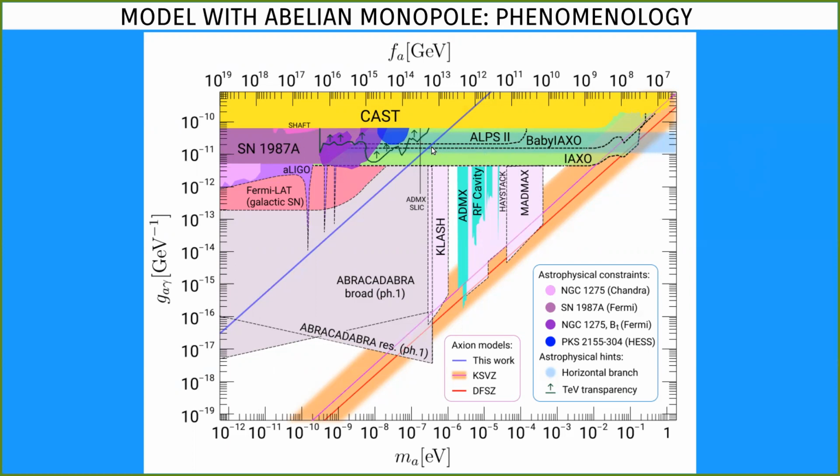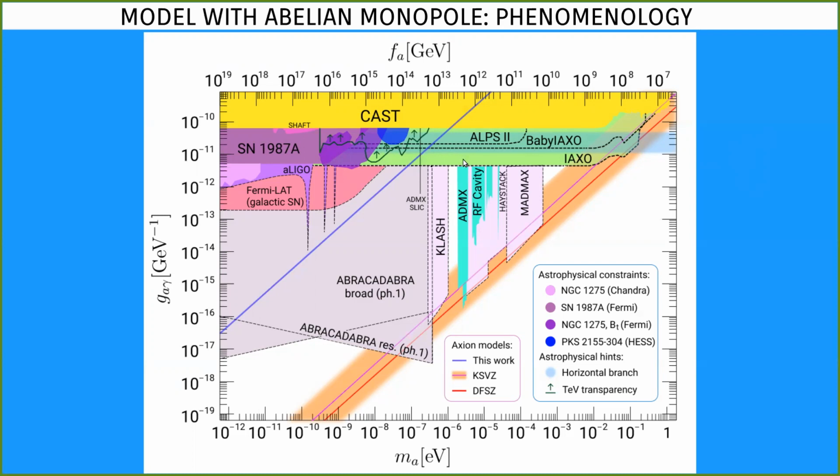Also, if we increase the value of the magnetic charge, which is not forbidden, then we can also get a model which explains the anomalous TeV transparency of the universe. It's the region here, which is denoted by arrows.